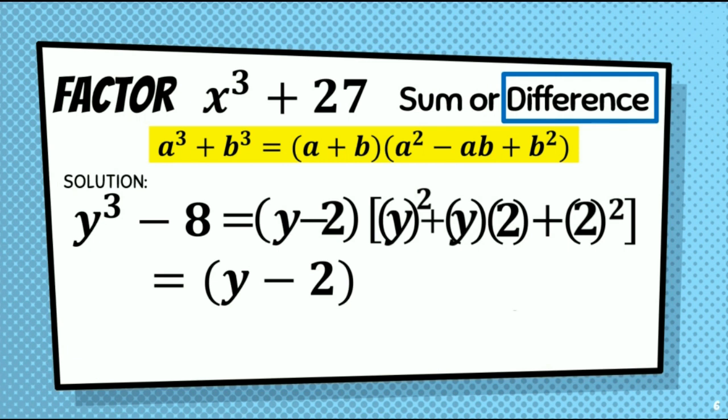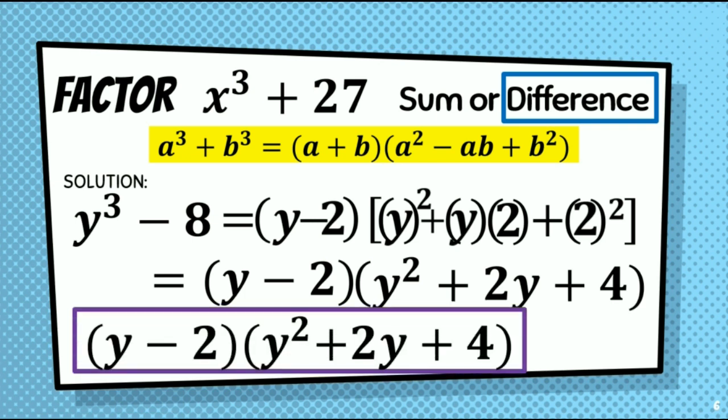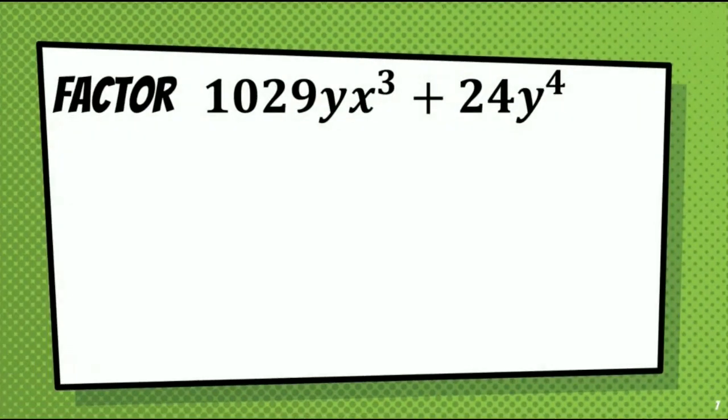Square of y is y squared plus product of y and 2 is 2y plus square of 2 is 4. Therefore, our answer is y minus 2 multiplied by y squared plus 2y plus 4. Let us have the last example.